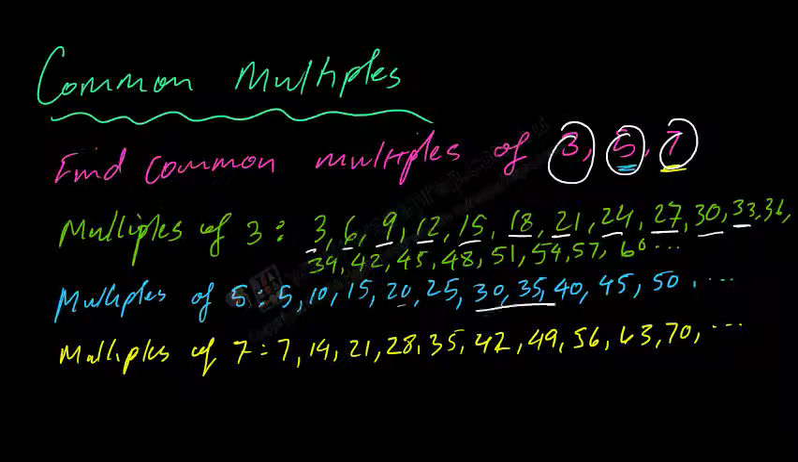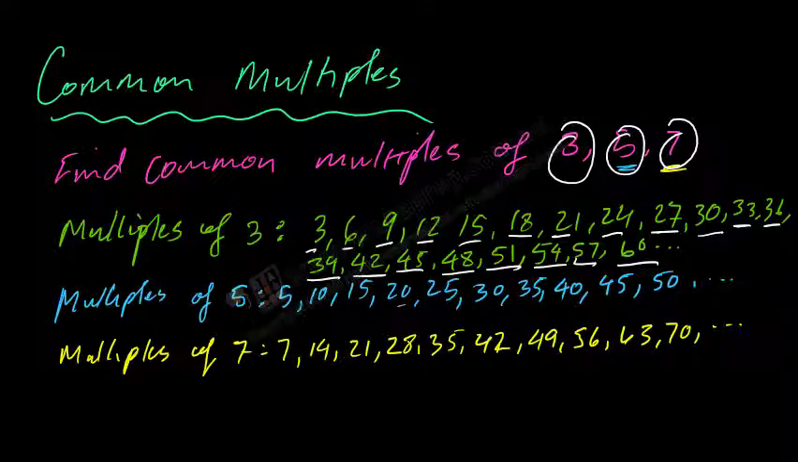Let's start with 33. 33 is not common. 36, not common. 39, not common. 42, not common. 45 is common between 3 and 5, but doesn't exist in 7. 48, not common. 51, not common. 54, we know there is no 54 in the other lists, so it's not common. 57, once again not common. 60 is not common.